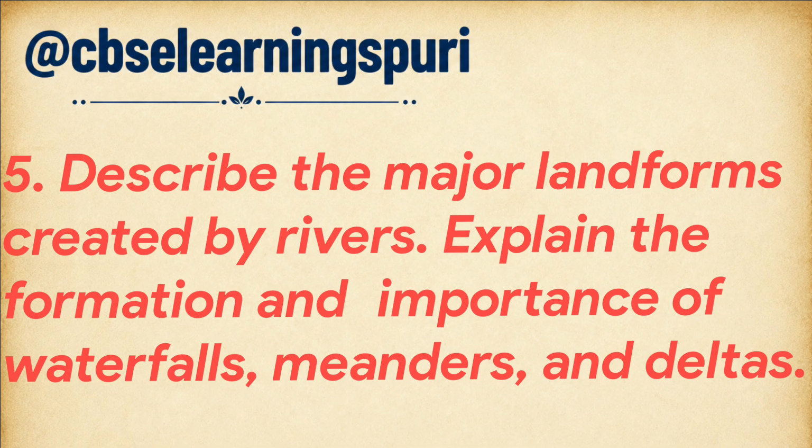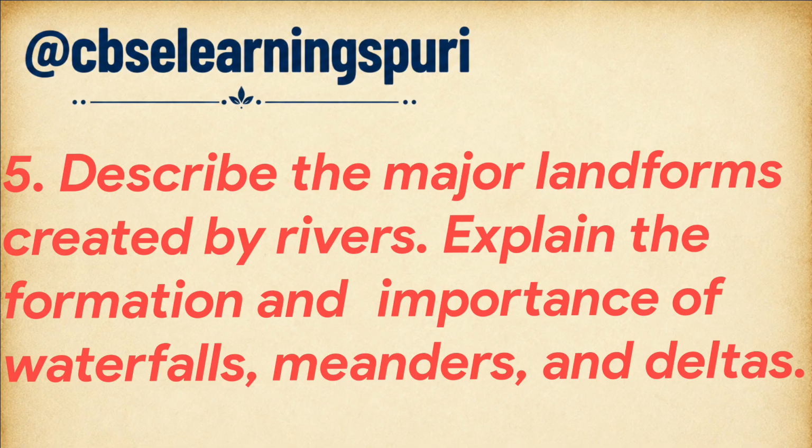Why are they important? The soil deposited along the banks of meanders is very fertile, making these areas perfect for farming because the land is gentle and good for agriculture. Many villages and towns are built near them. Meandering rivers are also used for navigation and irrigation.